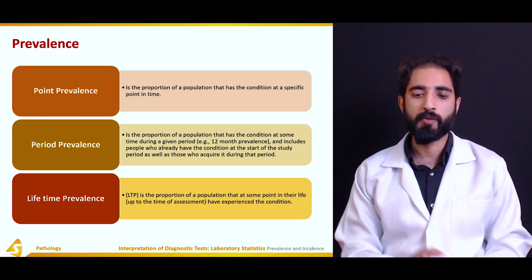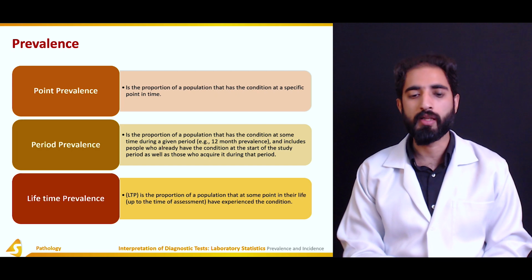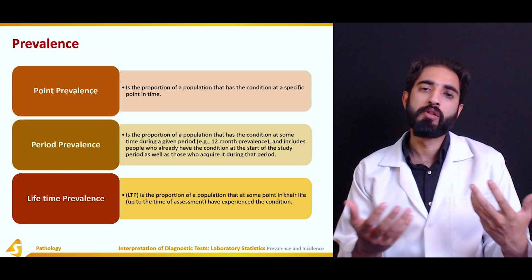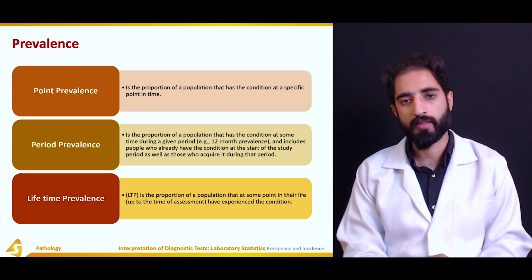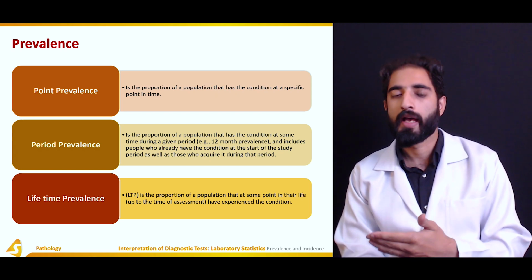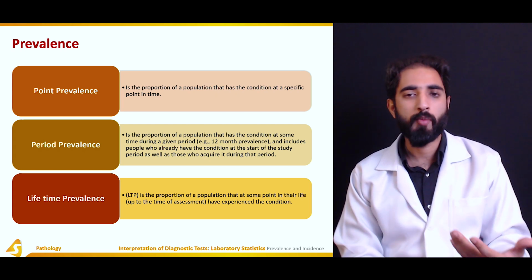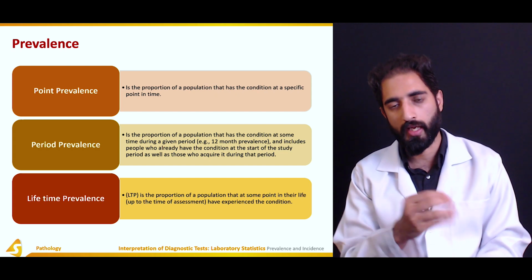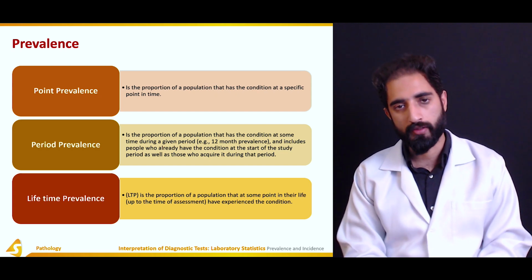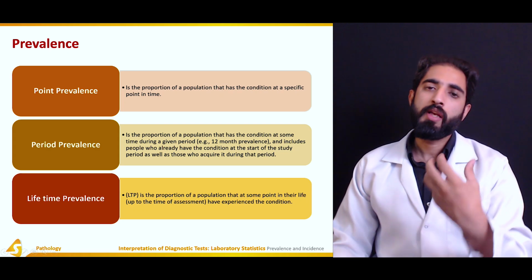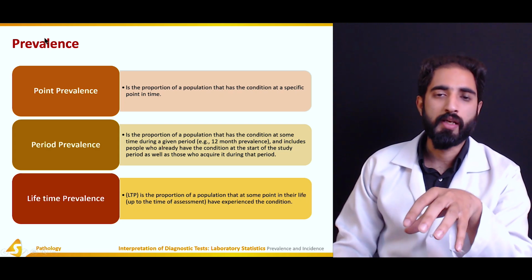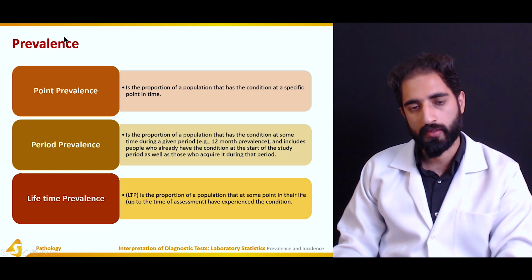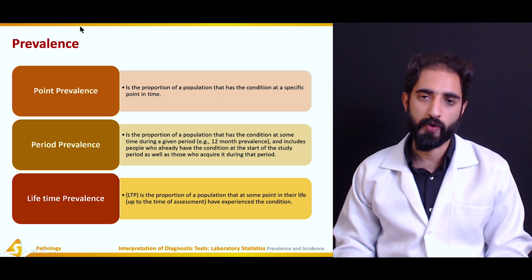Now, lifetime prevalence is the proportion of a population that at some point in their life have experienced the condition. So it is for those types of assessments or analysis in which a person who had a disease at any time in his life would be counted as a case for calculating that prevalence. So interpreting the value of the prevalence is different in different cases. So we say that there's 33% prevalence.